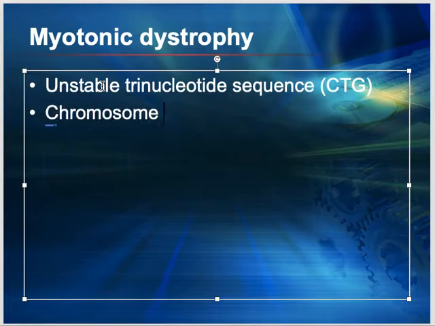Chromosome 19. Okay, and basically when it is located on chromosome 19, it is DM1, and whenever it is repeated on chromosome number 9, it is DM2 or dystrophica myotonica 2. Okay, so this thing is important. So it's simply a trinucleotide repeat, an unstable sequence.